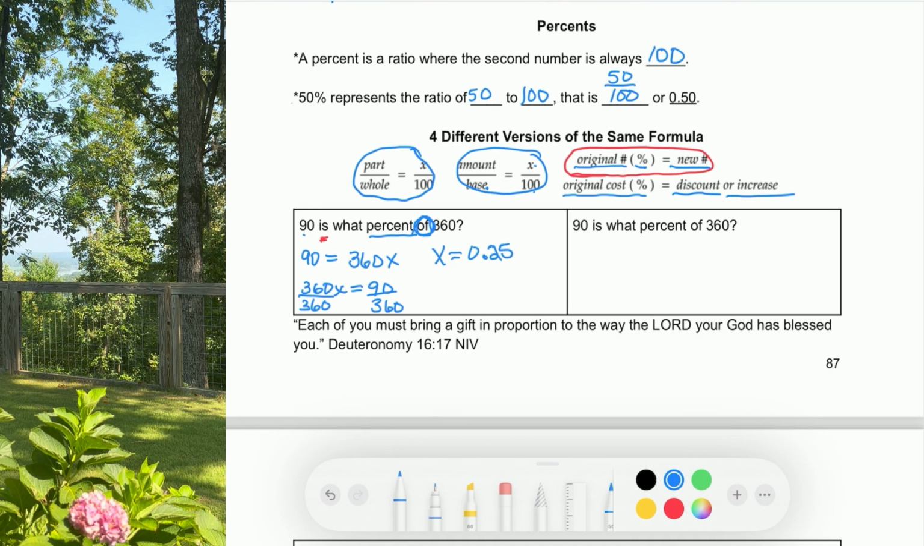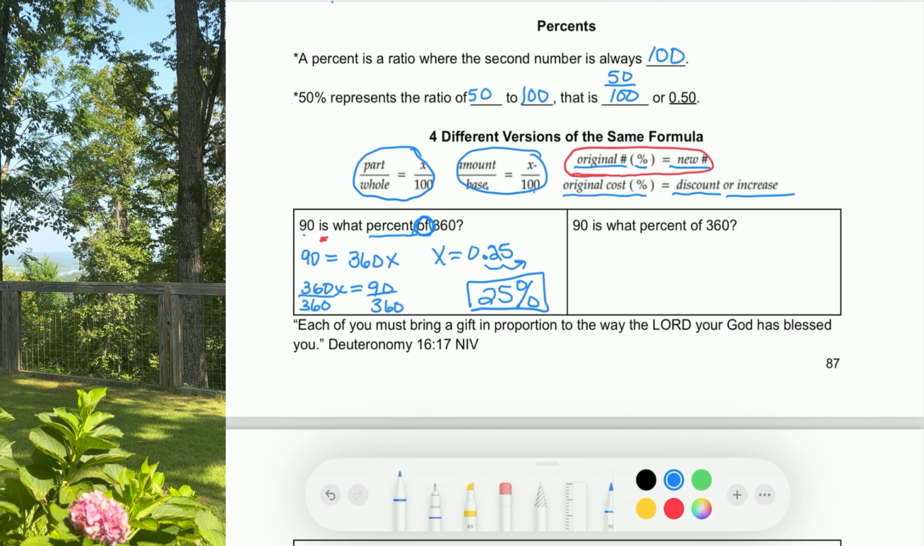0.25. Are we done? Well, I need to look back at the problem. What did it ask us? What percent? So we're not done. I need to turn this decimal into a percent. So remember, to do that, we move our decimal to the right 2 times. So our actual answer is 25%. So 25% of 360 is 90.